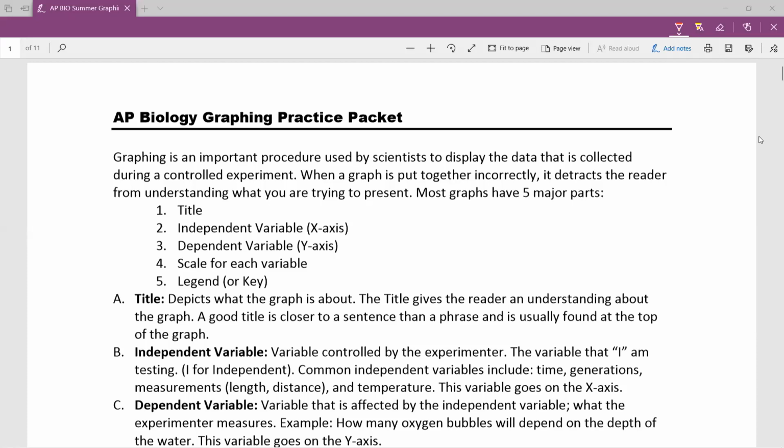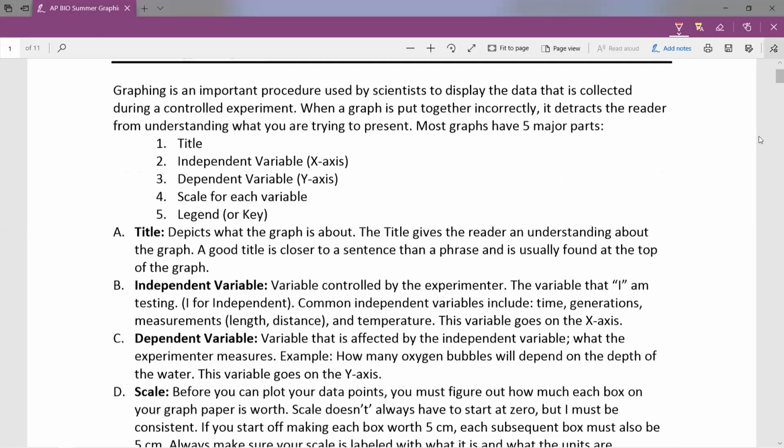So, I want to work on some graphing and some other mathematical equations for a few days, but for today, graphing. I borrowed this from another teacher. Graphing is an important procedure used by scientists to display the data that is collected during a controlled experiment. When a graph is put together incorrectly, it detracts the reader from understanding what you're trying to present. Most graphs have 5 major parts.